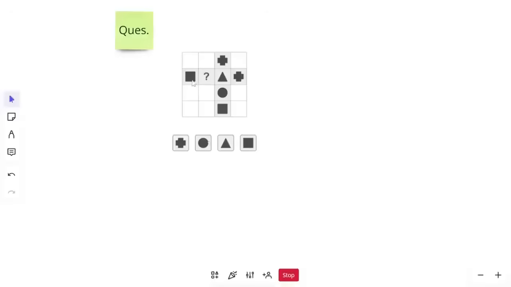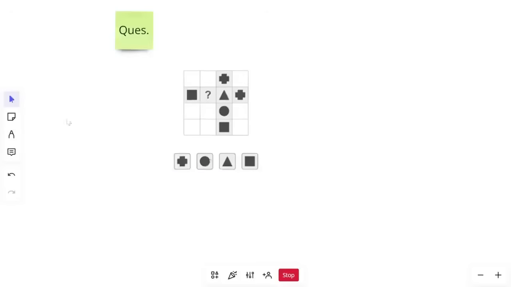The concept is that in this row, three symbols are already there: square, triangle, and plus. So these three cannot be the answer. The only option that is left is circle. That is why the question mark needs to be replaced with circle in this case.